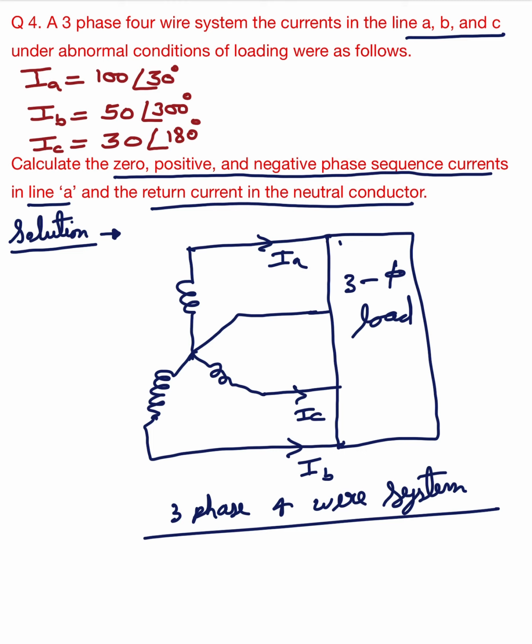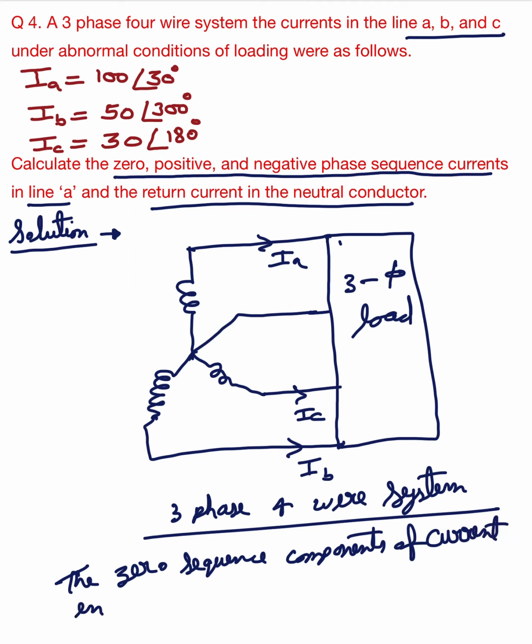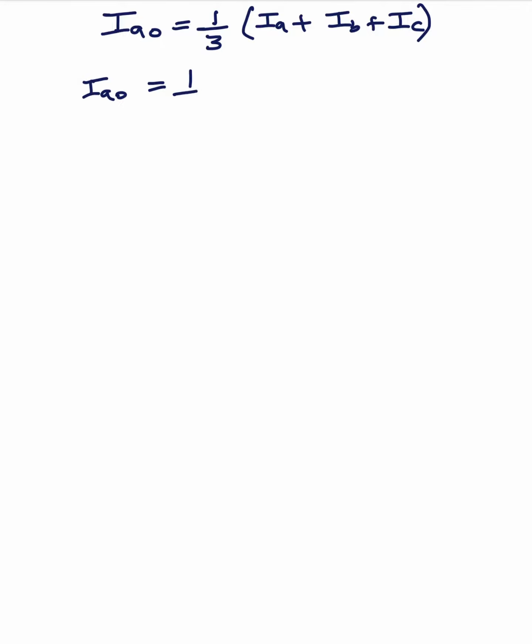Okay, so the zero sequence component of current in line A is given by IA0 is equal to 1 upon 3 times IA plus IB plus IC. Here IA is 100 angle 30 degree, plus IB is 50 angle 300 degree, plus IC is 30 angle 180.